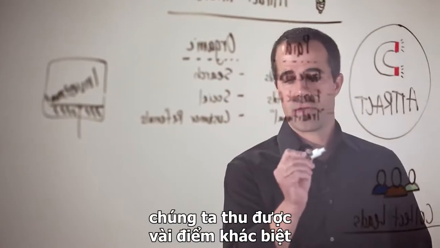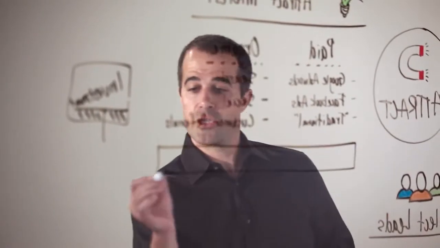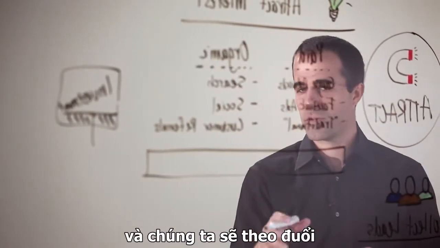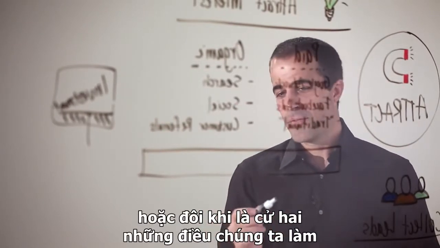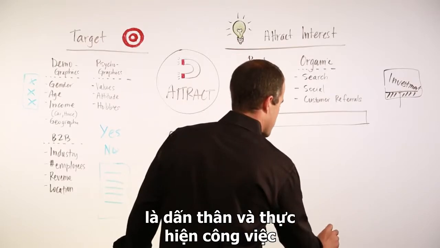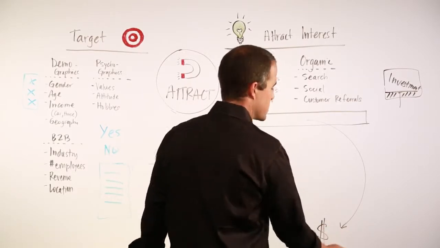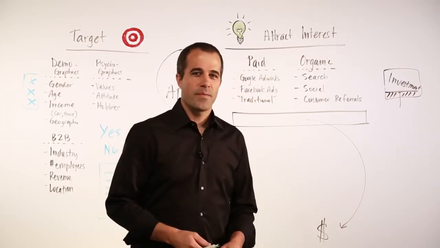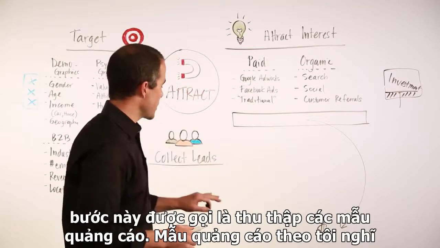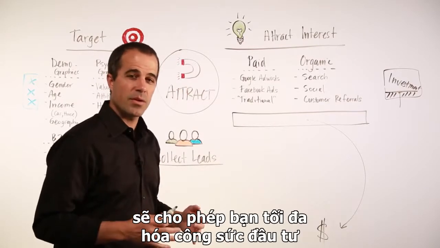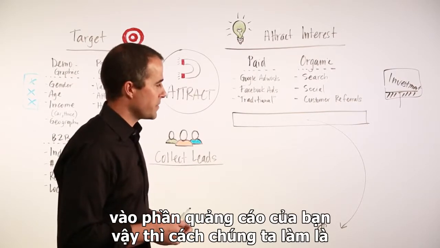So let's talk about how we go about doing this. We've picked some different approaches, different pools of our target customers, and we're going after them. We're investing our time and our money, or both. Well, what do we do? Well, the natural thing for us to do is to go and just go straight for the sale. Boom. That's just kind of instinctively what we want to do. I'm going to offer another suggestion, which is let's insert a step in here called collect leads, which I think will allow you to maximize the investments of time and money that you're making in your lead generation.